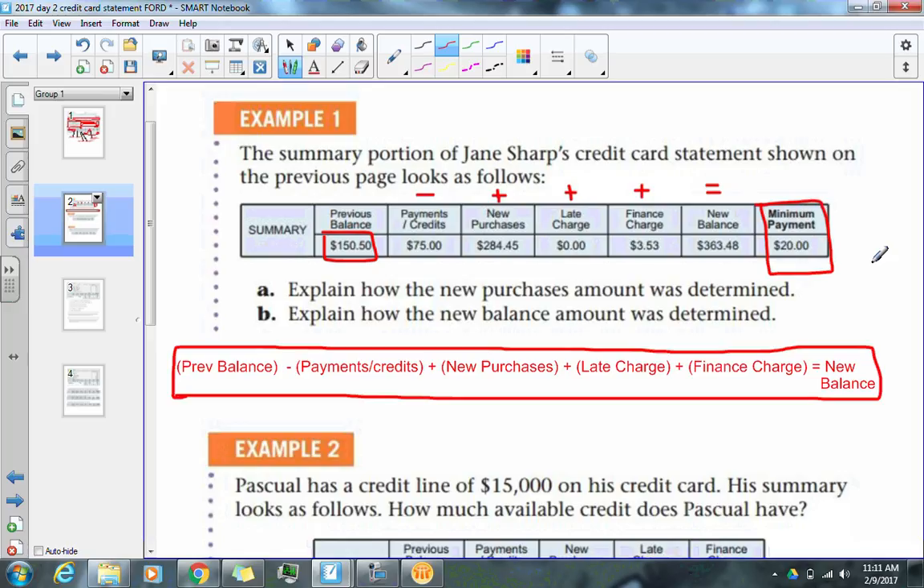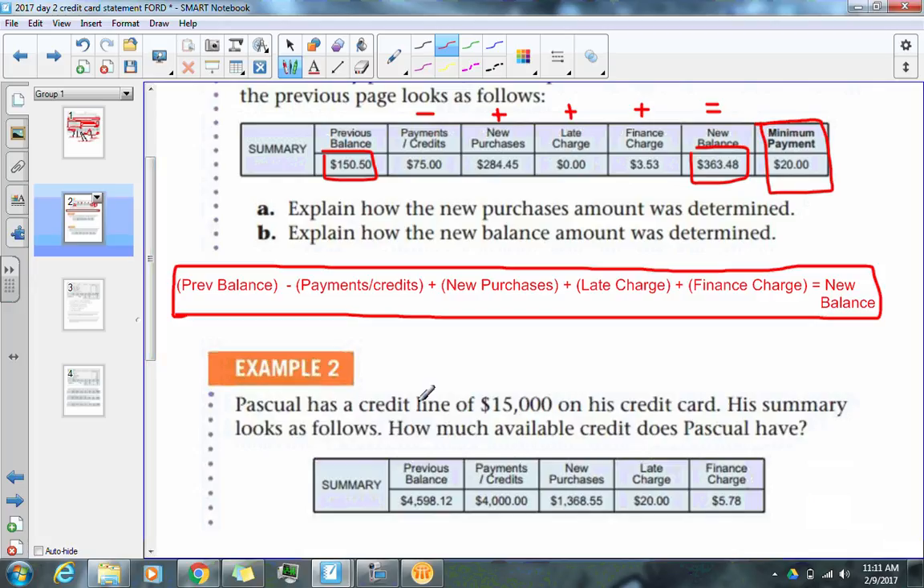That'll be the minimum payment. That's your minimum responsibility. So starting with the previous balance, if you subtract the payments, add the purchases, add the late charges, add the finance charges, you will get the new balance. If you can remember this setup, then all this right here you won't need to know because you're doing it right here. All right, so let's try one.